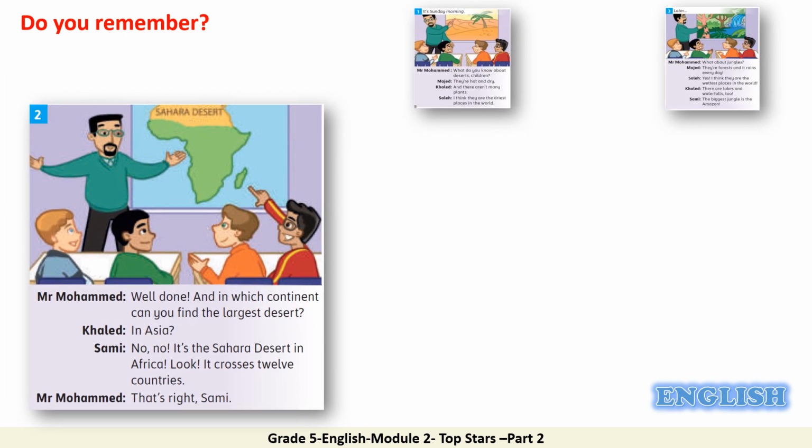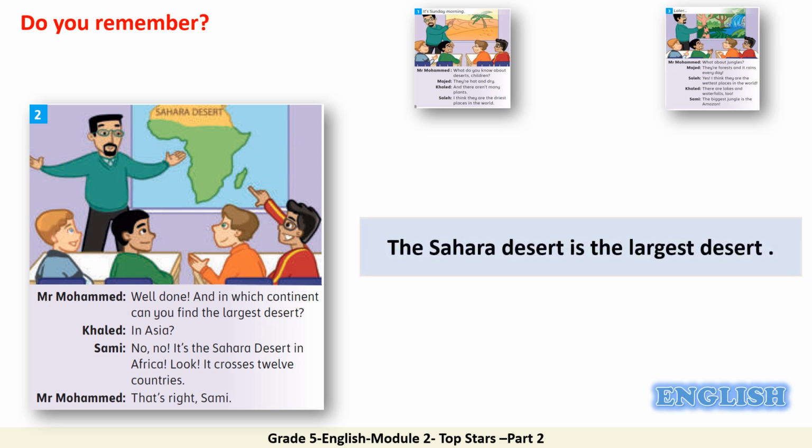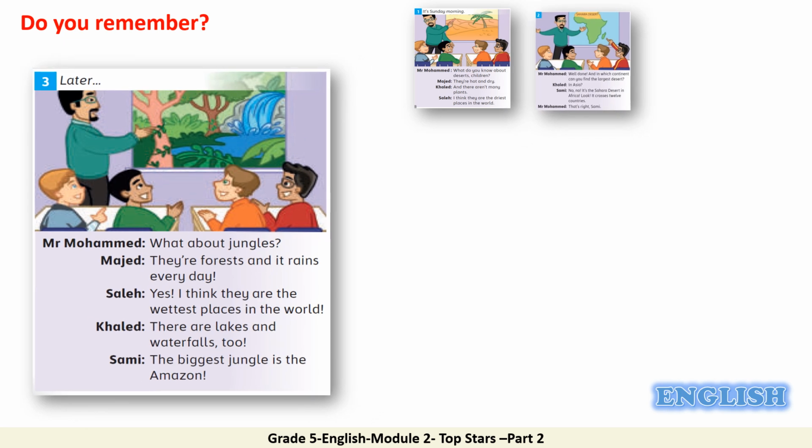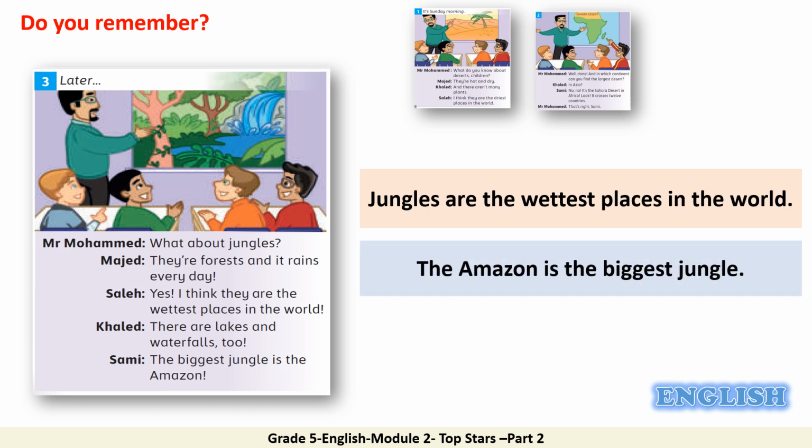And in frame 2, we have this sentence. The Sahara Desert is the largest desert. In frame 3, the teacher compared between jungles. He said, jungles are the wettest places in the world, and the Amazon is the biggest jungle.